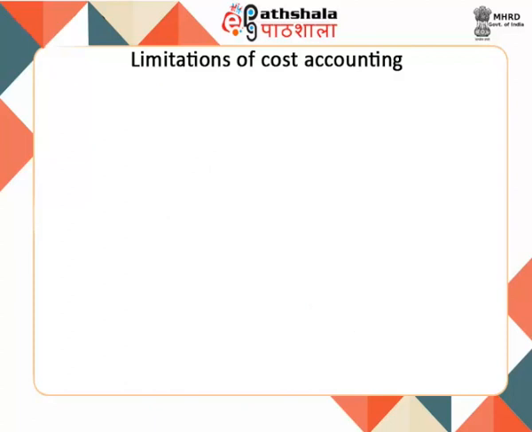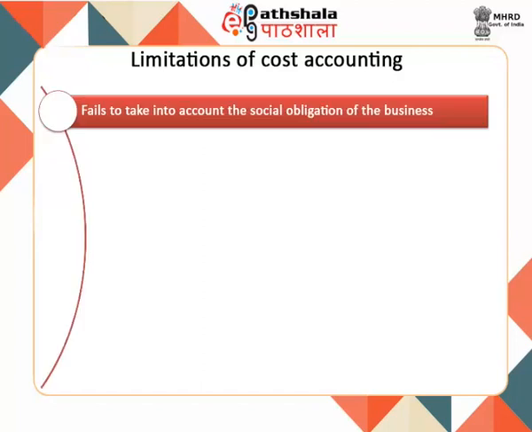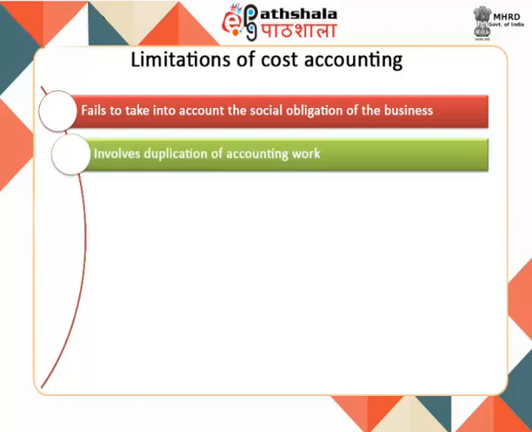Number 6, cost accounting fails to take into account the social obligations of the business. Number 7, many industrial units function effectively and control the costs more effectively with the help of financial accounting only. Preparing cost accounting is unnecessary for them and it involves duplication of accounting work.